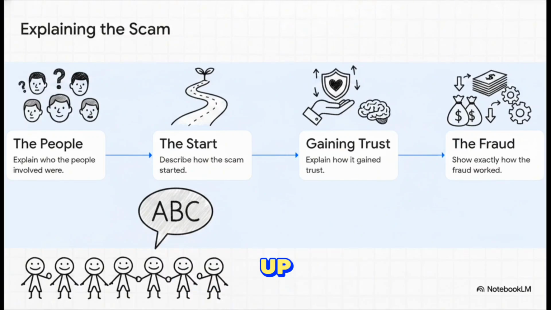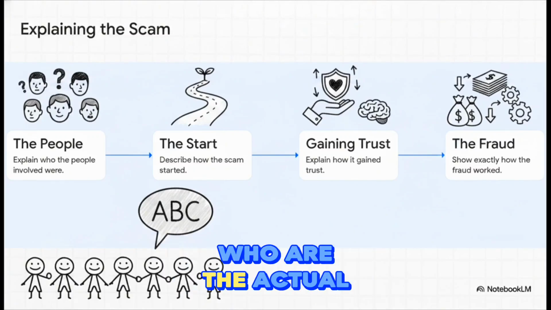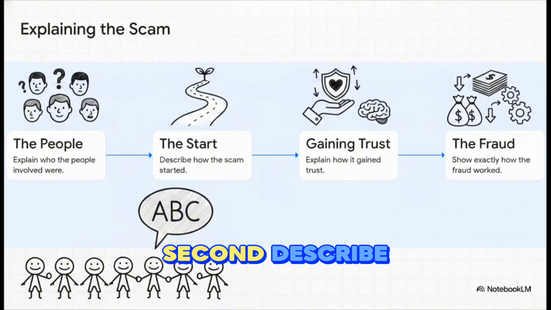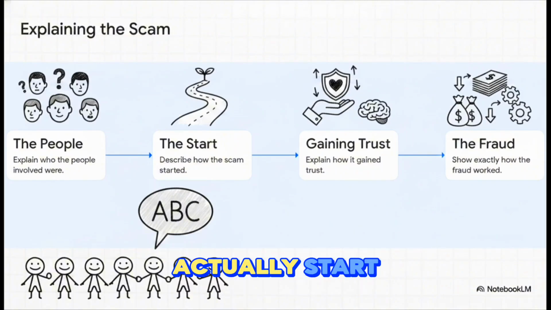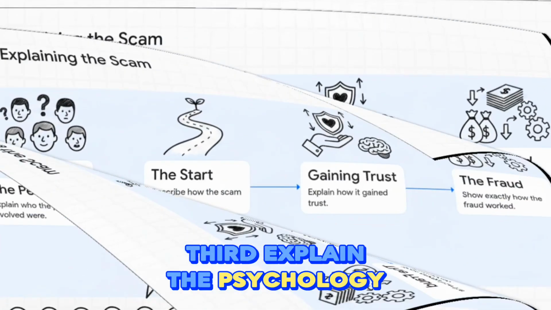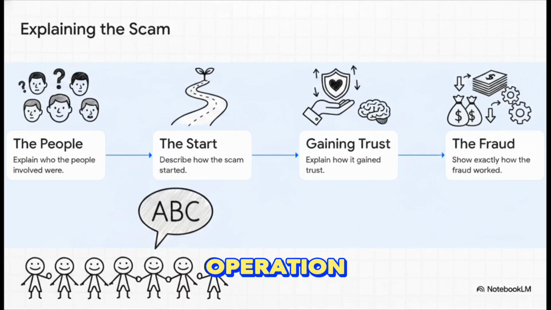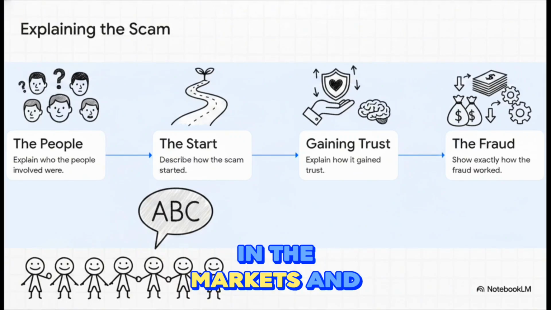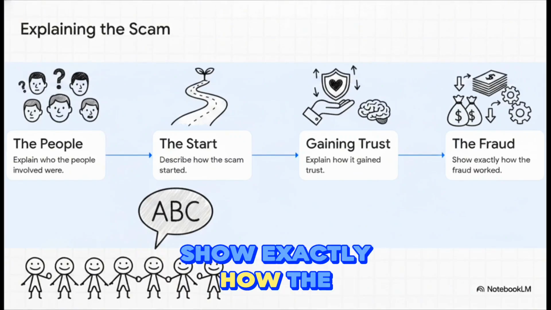staircase. First up, introduce the cast of characters. Who are the actual people involved? Second, describe the genesis. How did this thing actually start? Third, explain the psychology. How did this massive operation gain the trust of the public and the markets? And fourth, show exactly how the fraud worked.